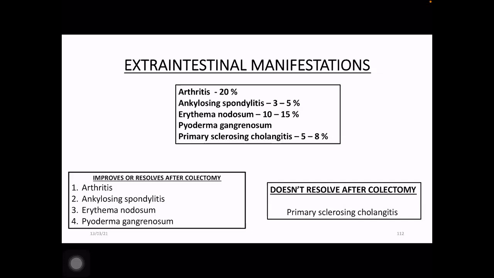Fine. But this I'm sure. I'm very sure that ankylosing spondylitis improves after colectomy, and only primary sclerosing cholangitis doesn't resolve after colectomy. Fine.